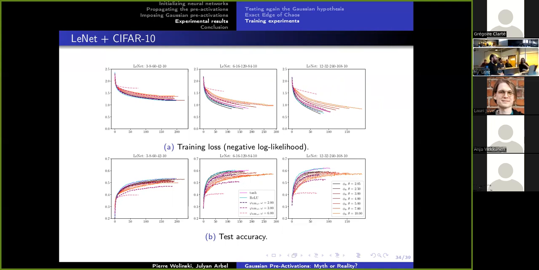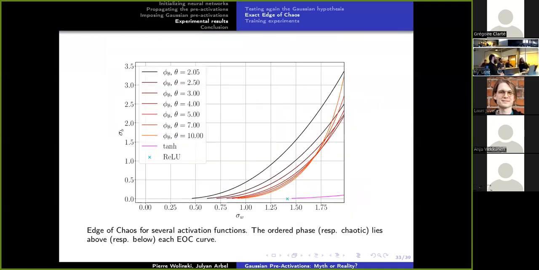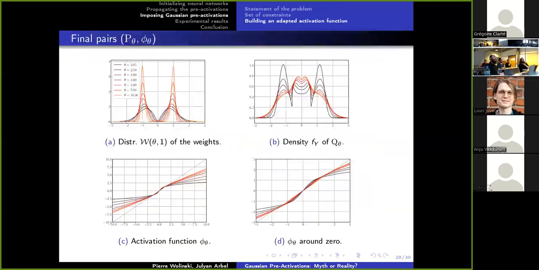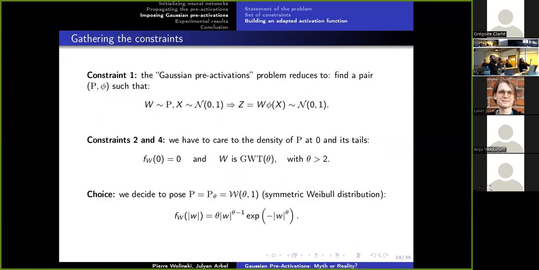Oh, sorry, activation function, sorry. Also, it seems that you have conditions on your distribution. Does it mean that you also have impossibility results for some classes of distribution?